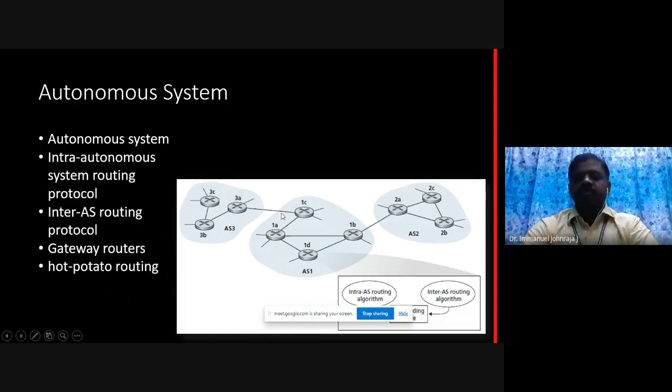In this topology shown on the screen, you have three autonomous systems, namely autonomous system 1, autonomous system 2, and autonomous system 3. The routing between the autonomous systems happens through inter-autonomous routing. Among the routers within an autonomous system, it is intra-autonomous system routing. In terms of BGP, we call this IBGP, and this is called eBGP.